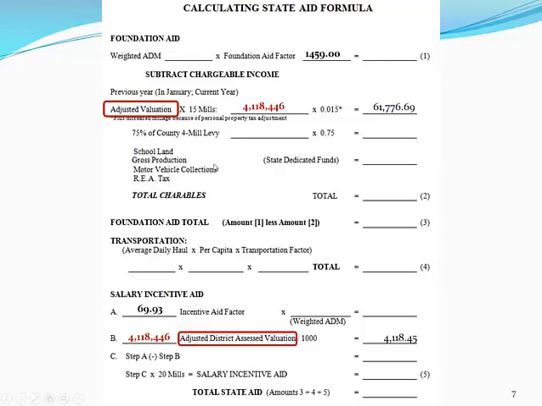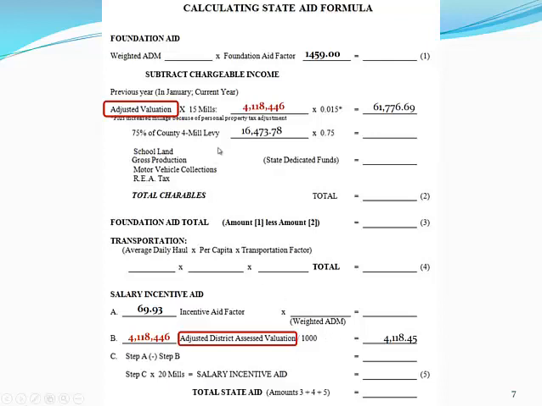We then move to the bottom, and you can see at the bottom here on part B of the salary incentive side, we take our same 4.1 million. Here we're going to divide by 1,000, and I'm going to explain a little bit when we get on down here why we divide by 1,000. But this comes out to $4,118.45.